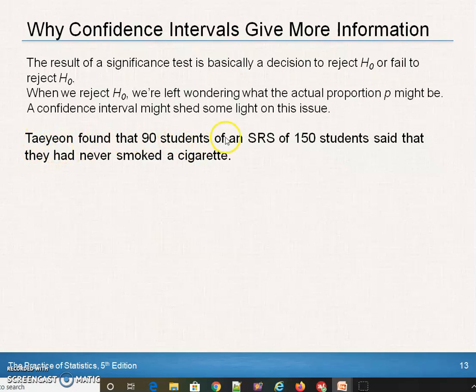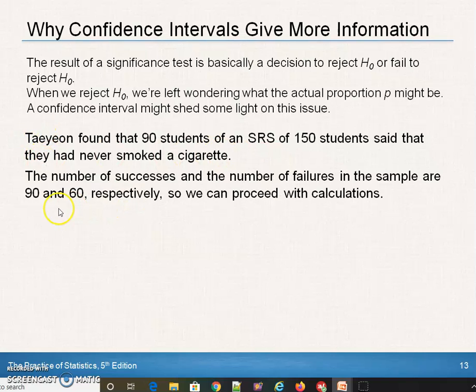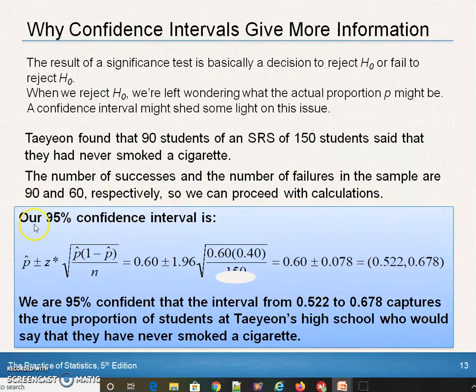If Taeyeon found 90 students with a simple random sample of 150 said that they had never smoked a cigarette, the number of successes and the number of failures in the sample are 90 and 60, so we can proceed with calculations. Our 95% confidence interval, p cap plus or minus z star, square root of pq over n, remember that, gives us this interval 0.522 to 0.678. We're 95% confident that that interval captures the true proportion of students we would say they never smoked.